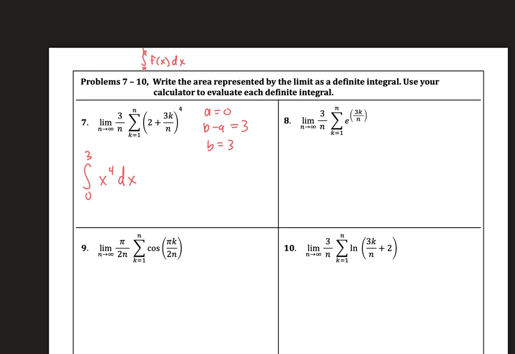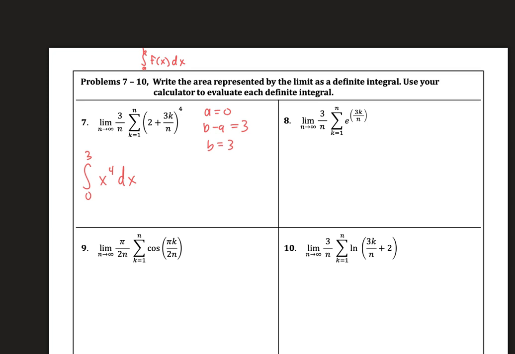Okay, and then they ask you to evaluate that with a calculator. If you're using your graphing calculator, just do math 9. Math 8 is derivative, math 9 is integral, and then just type that in. Okay, so I'm going to skip that. They're just getting you practice knowing where math 9 is.